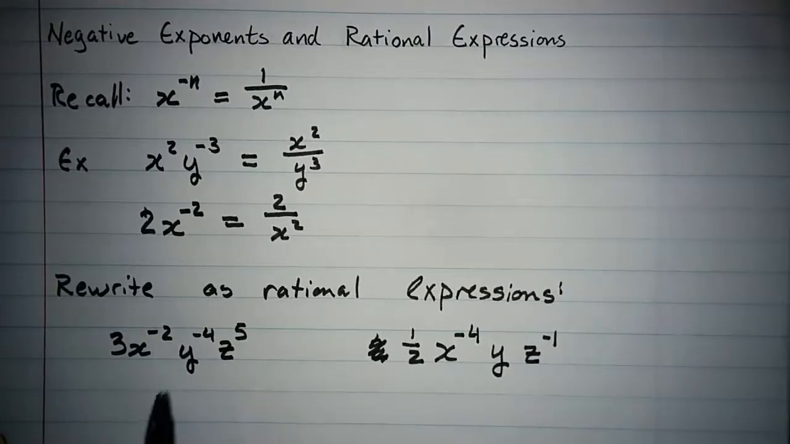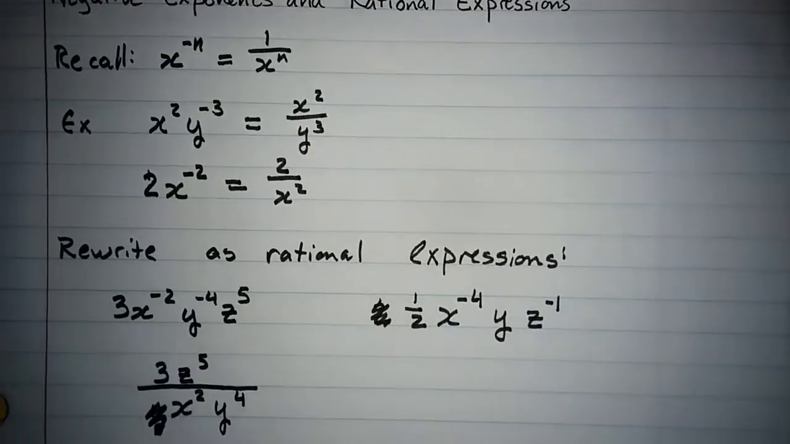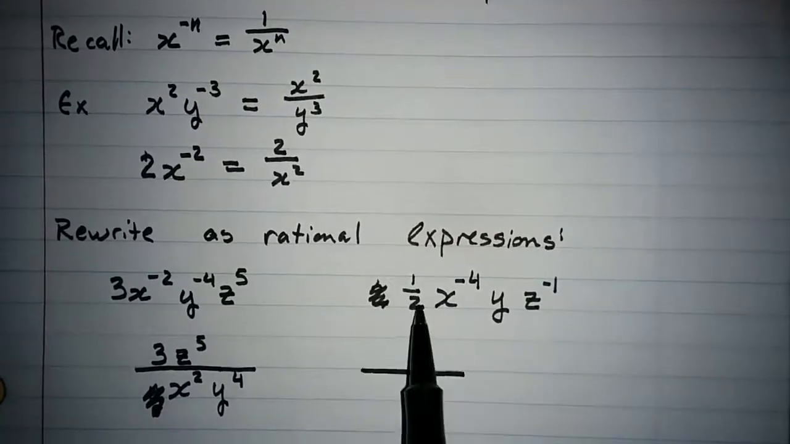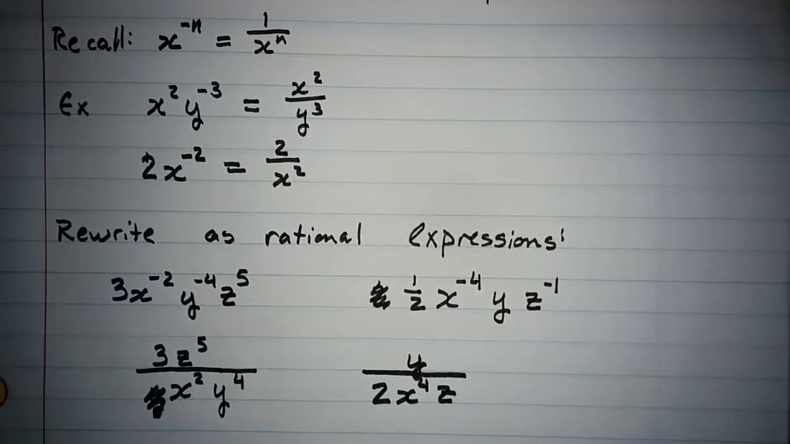Alright, 3 and z to the 5th have positive exponents. X squared and y to the 4th become positive exponents but go in the denominator. Here I see 2 already in the denominator. X to the 4th, z. My numerator will just be y, since y has no negative exponent. Note that I don't need to write z to the 1st. It wouldn't be wrong to do so, but it would be weird.